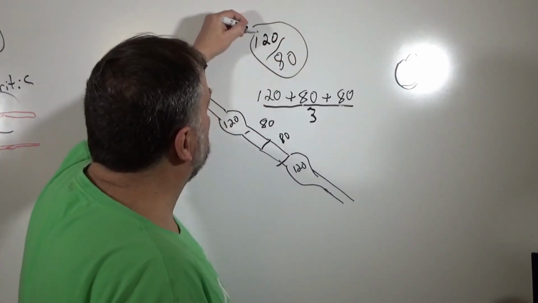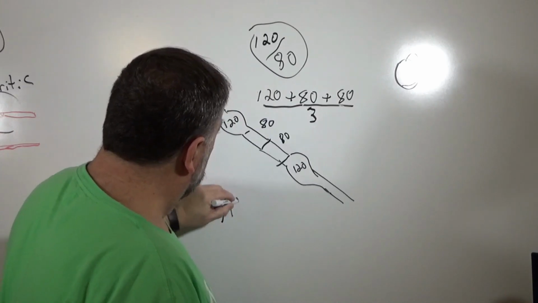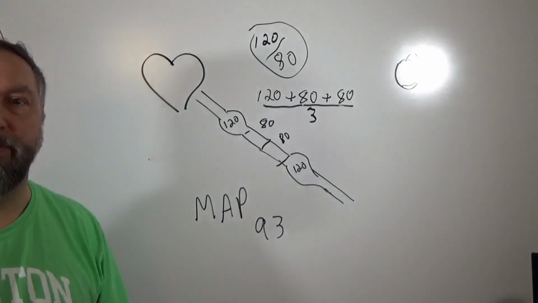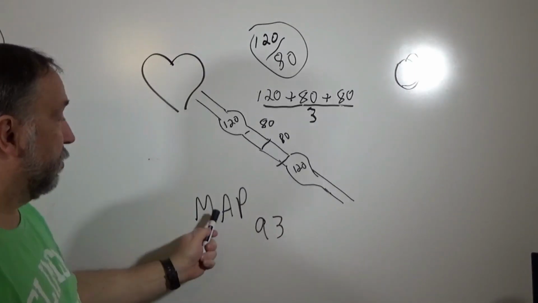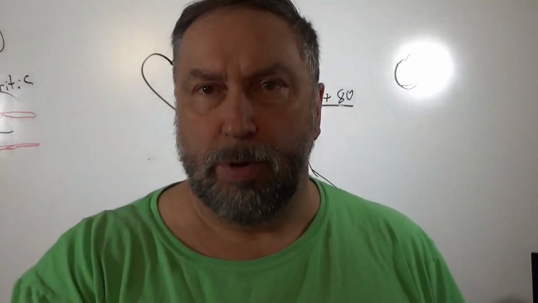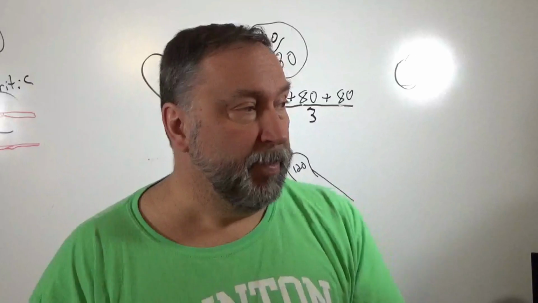So you got a mean arterial pressure. If you have a blood pressure of 120 over 80, your mean arterial pressure is 93. That's a good mean arterial pressure, right? You don't want that mean arterial pressure to get below 60, because then you'll be failing to perfuse your major organs. Go into MODS, multiple organ dysfunction syndrome.